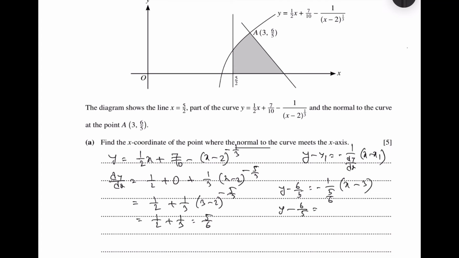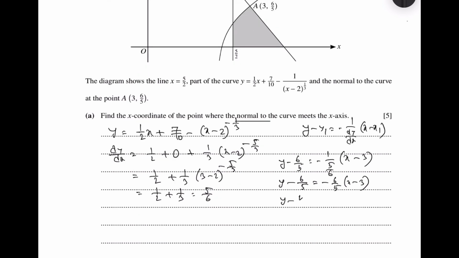Taking the reciprocal of 5 by 6, we get y minus 6 by 5 equals minus 6 by 5 times (x minus 3). Simplifying, y equals minus 6 by 5 x plus 18 by 5 plus 6 by 5. Taking 6 by 5 x to that side, 6 plus 18 is 24 by 5. So this is the equation of the normal.